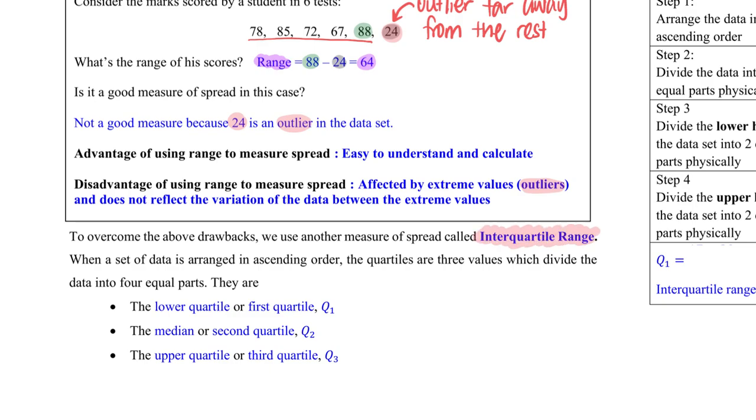Okay, so this is another measure of spread, where we are now going to divide the data into 4 equal parts, where there is the first quartile, which is usually known as the lower quartile as well. There is the Q2, second quartile, which is also referred to as the median. And Q3 is the third quartile, which is also referred to as the upper quartile. And how are they being represented in the data?